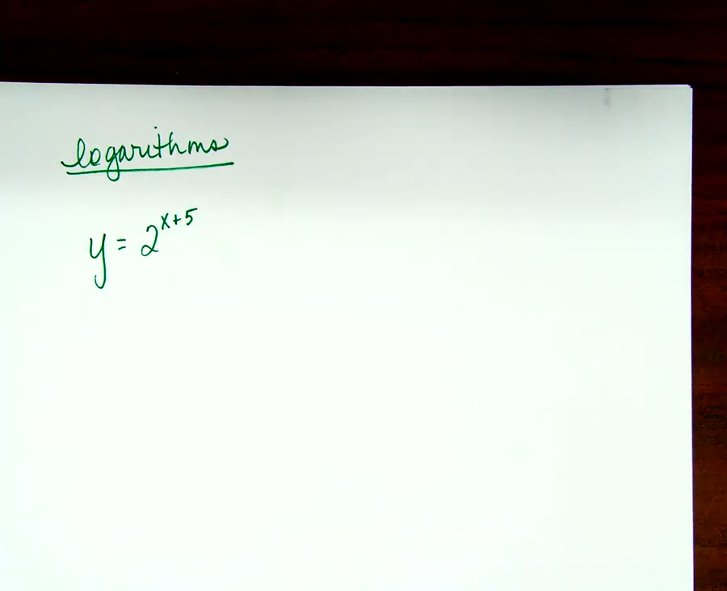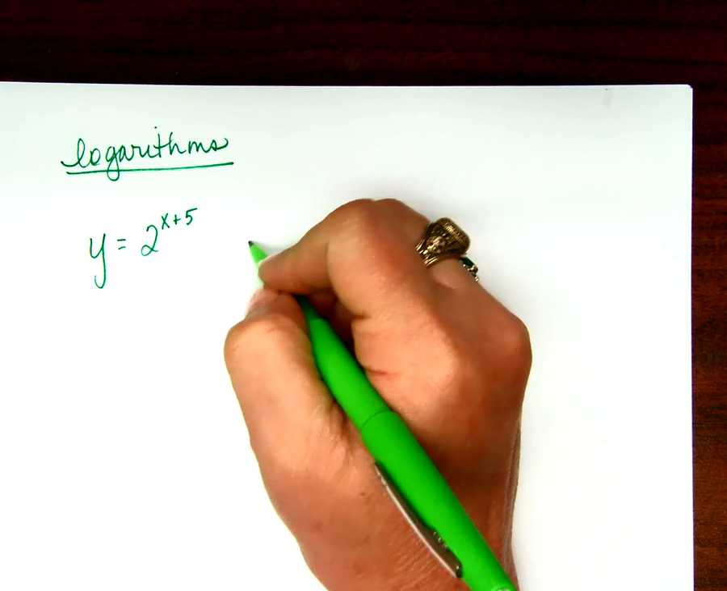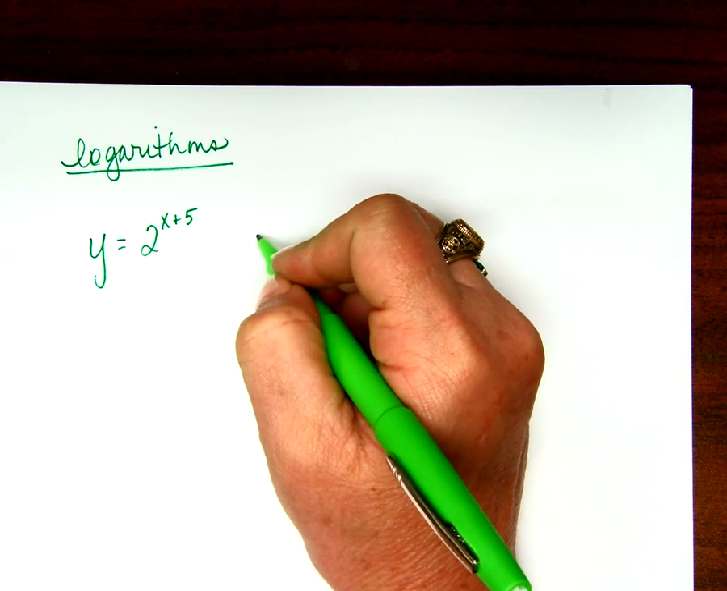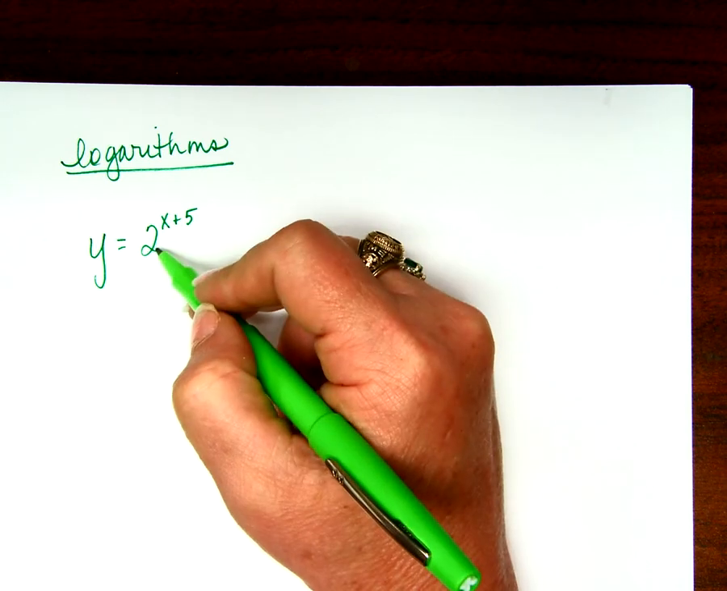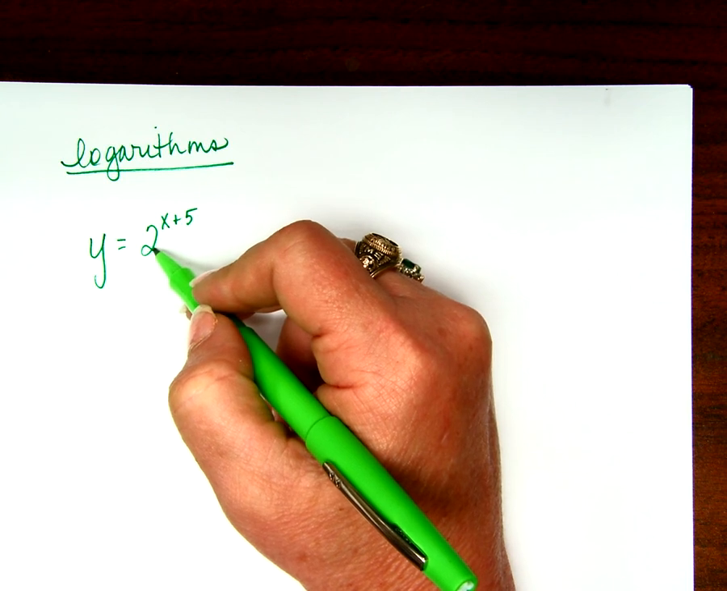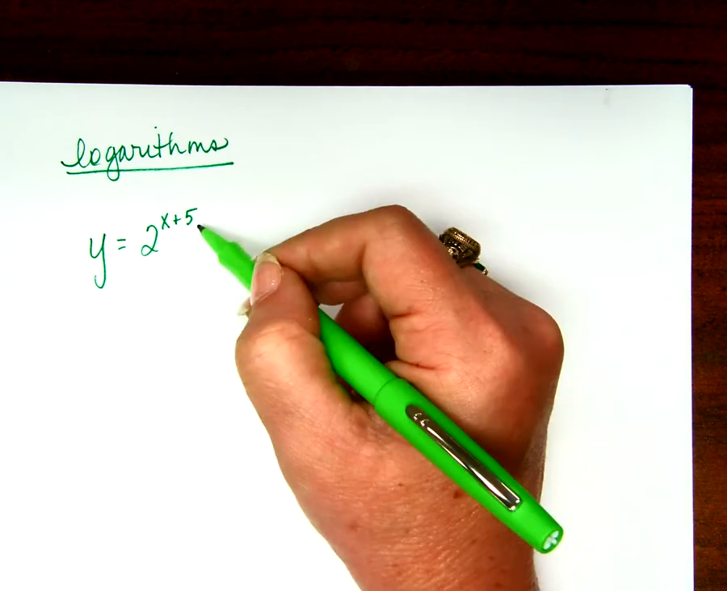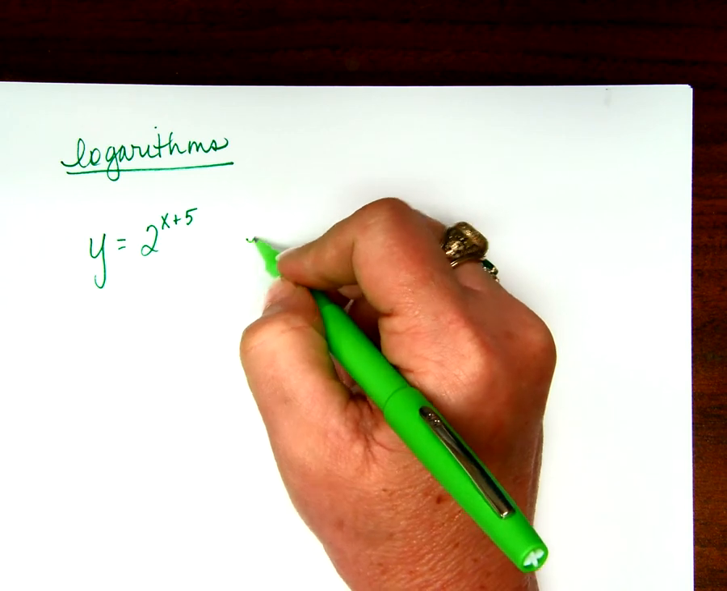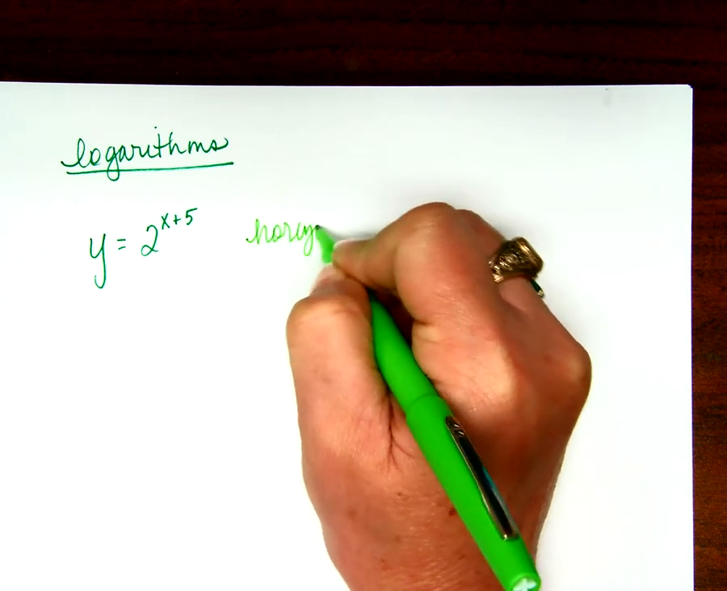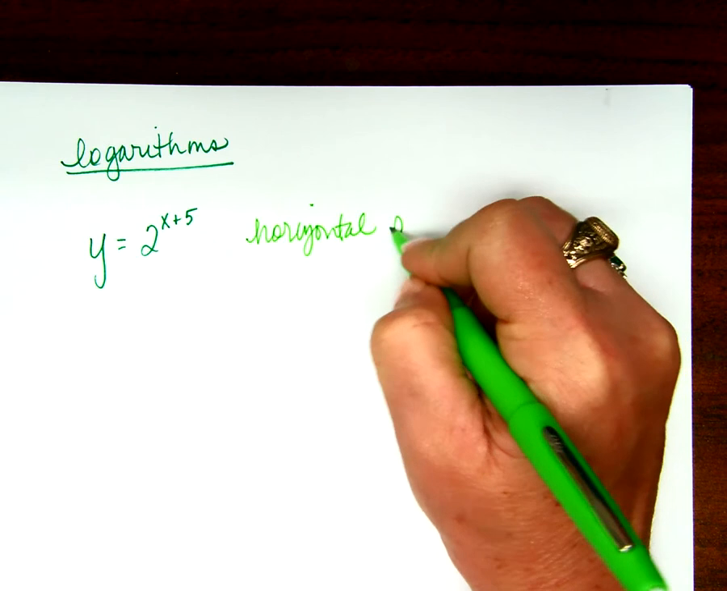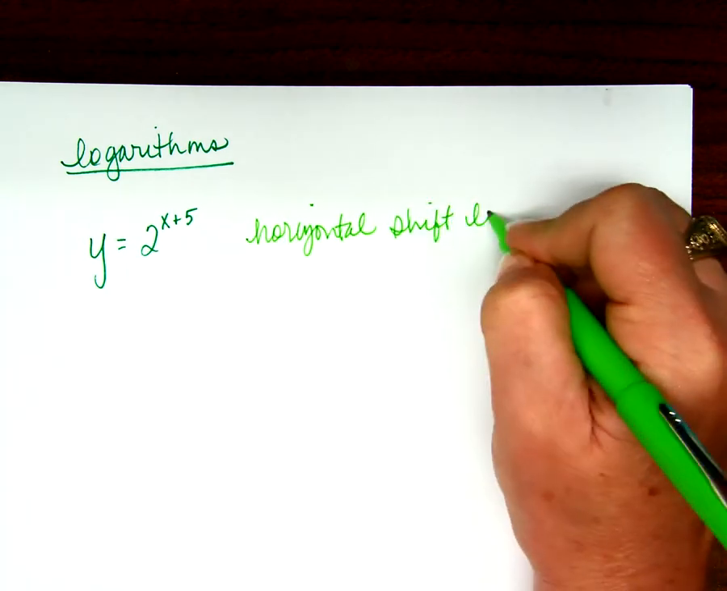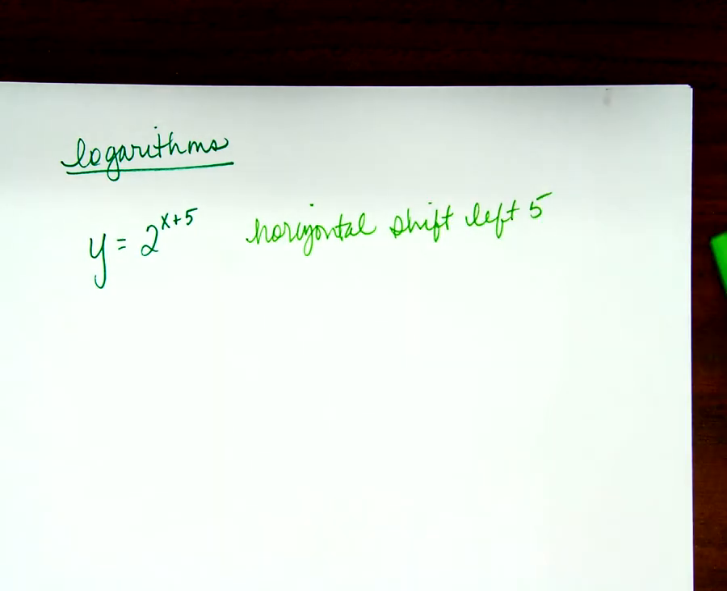Tell me how that moves compared to its parent. What you got? So what is the 2? The 2 is the base, so that's the parent. So what does that do? Horizontal shift left 5. Yeah?